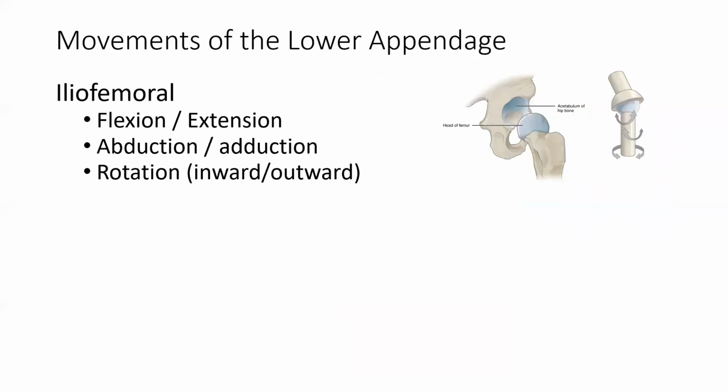So what are some movements that we have available at our lower extremity? First, we have the movements at our hip joint, or our iliofemoral joint, also known as the acetabulofemoral joint or coxofemoral joint. We know this is a ball and socket joint, which allows motion in all three planes. So we have sagittal plane movements, flexion and extension, frontal plane movements, abduction and adduction, and transverse plane motions, inward and outward rotation, or internal and external rotation, in other terms.